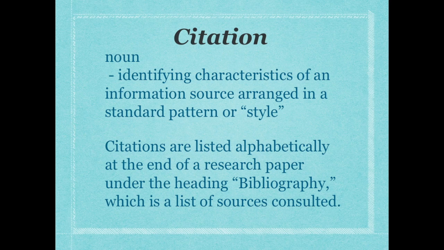Citations are what are listed alphabetically at the end of a research paper under the heading Bibliography, which is a list of sources consulted. So all of the sources you use for information to create your research paper or research project would be called the bibliography, although sometimes it's also called the works cited page. All of the works that you used that are cited.